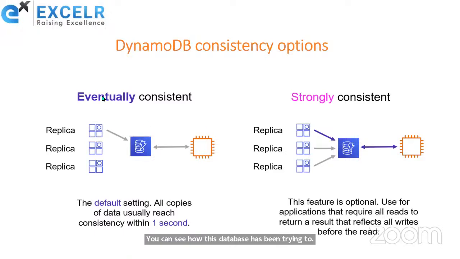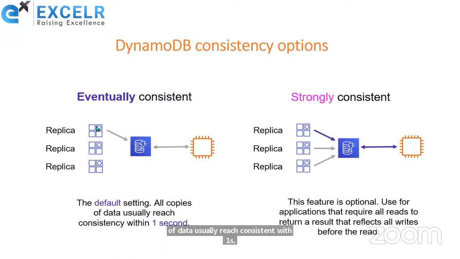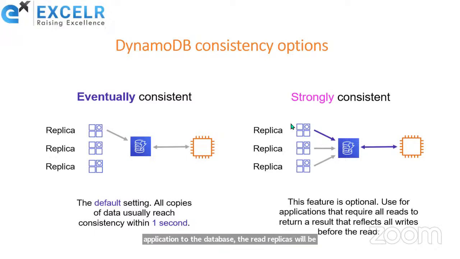So eventually consistent is the default setting. All copies of data usually reach consistency within 1 second. So within the 1 second, whenever the data is uploaded from the application to the database, the read replicas will be generated in the background. Within the 1 second, the transaction will be possible.